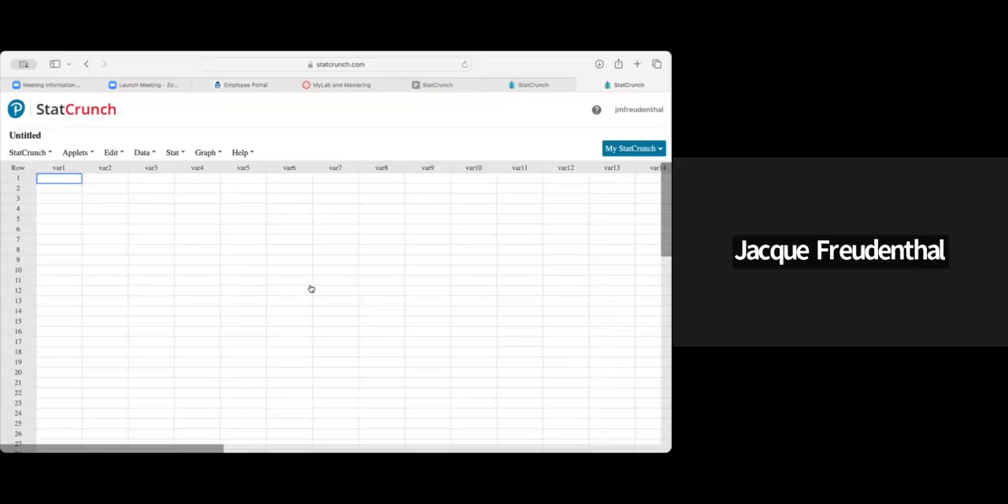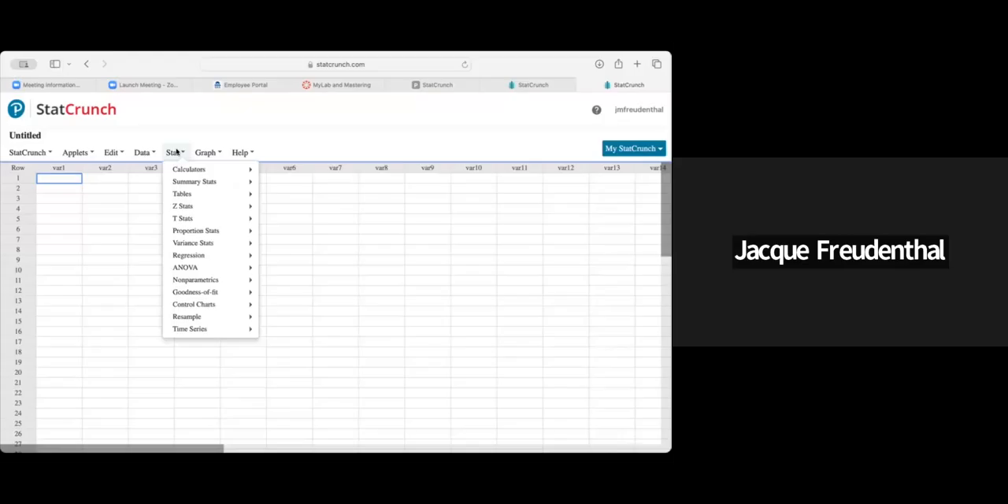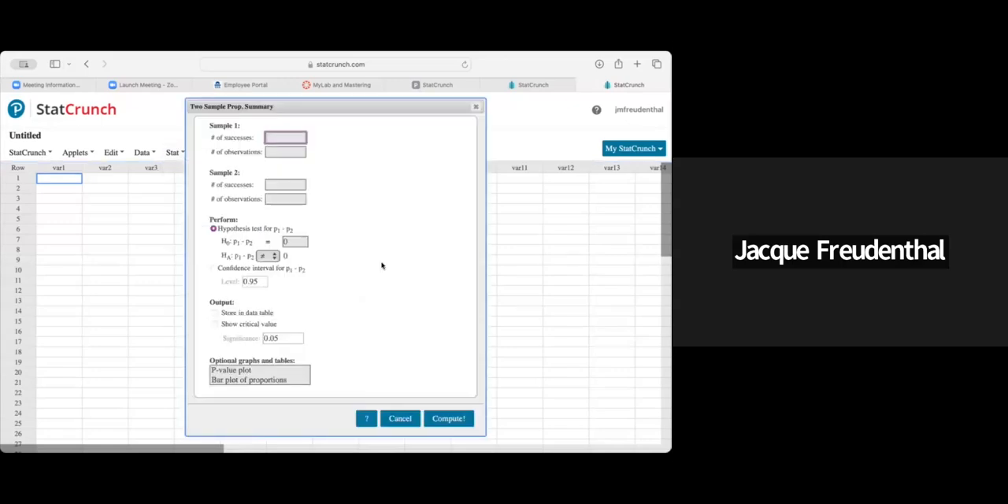All right, so you should see the StatCrunch on your screen. And then I'm going to go to Stat. And I'm just going to go ahead and do the one we just did. So the confidence interval, proportion stats. Make sure you can see what I'm seeing. Stat, proportion stats. And then we go to two sample. And then we go with summary.